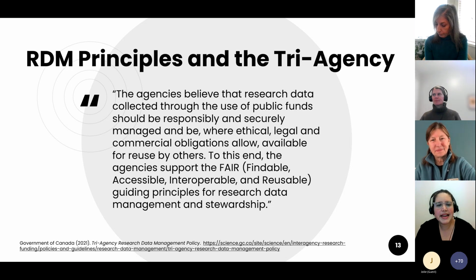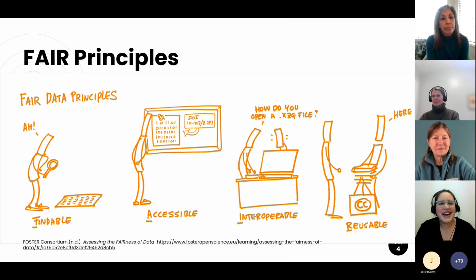And the second part of the quote states that agencies support FAIR principles for research data management and stewardship. So FAIR refers to findable, accessible, interoperable, and reusable. And I'll speak more about the FAIR principles in the next few slides. Slide, please. Thank you. So here is a graphic. I'll try to give it another way of understanding those FAIR principles. So here are the FAIR for data management. As I mentioned, F is for findable, A is for accessible, I is for interoperable, and R is for reusable.